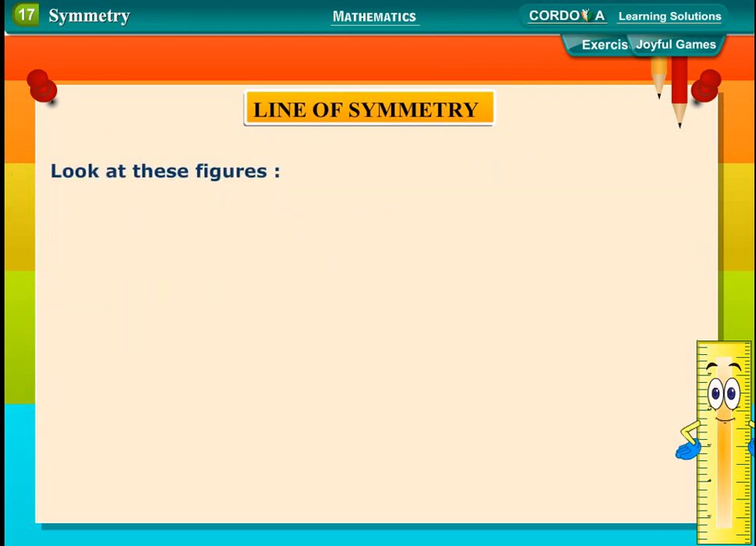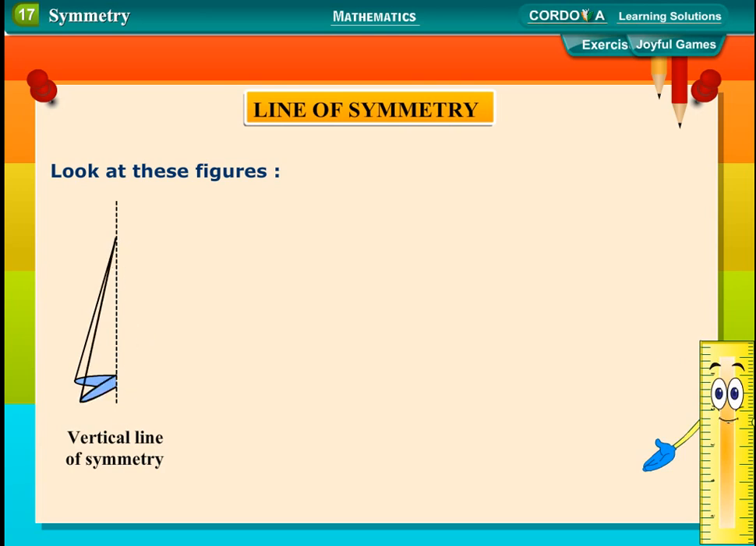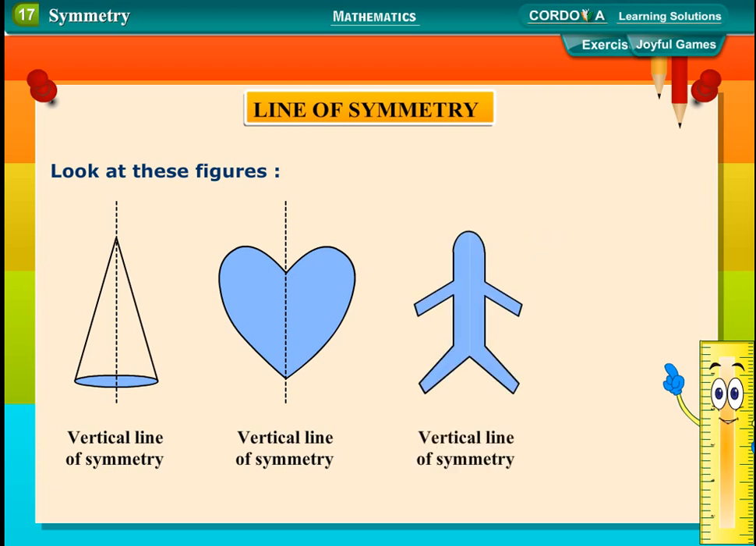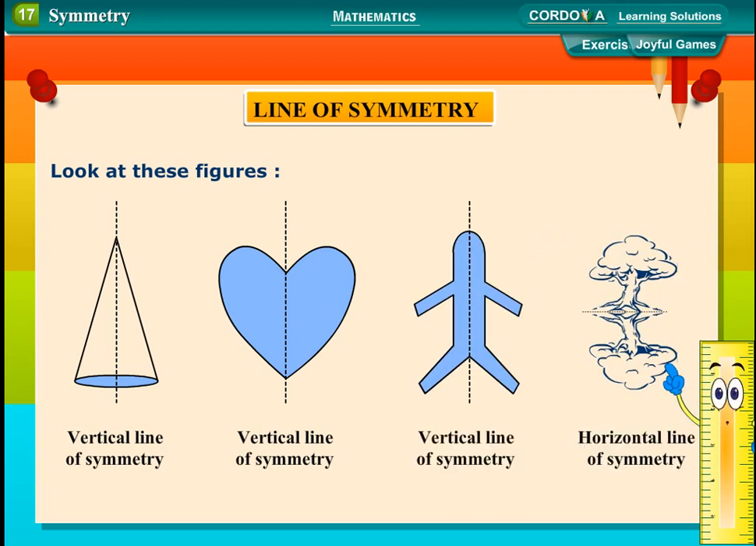Look at these figures. Vertical line of symmetry. Vertical line of symmetry. Vertical line of symmetry. Horizontal line of symmetry.